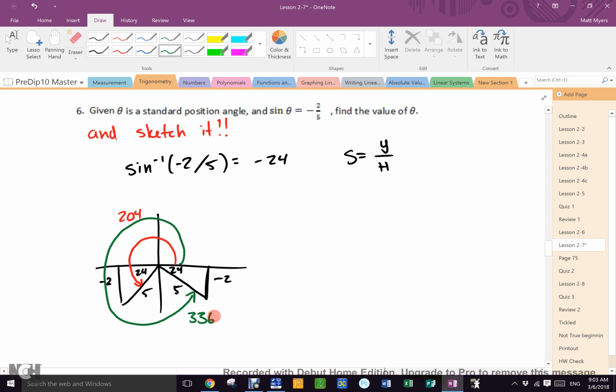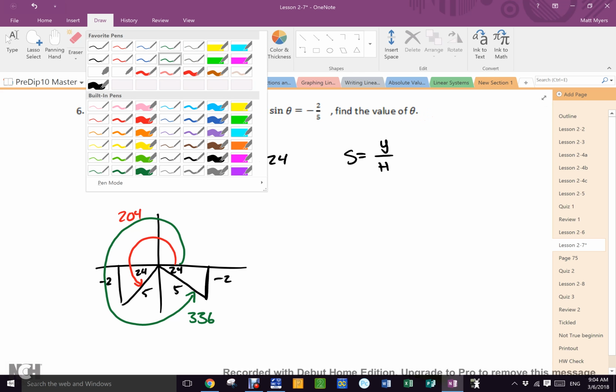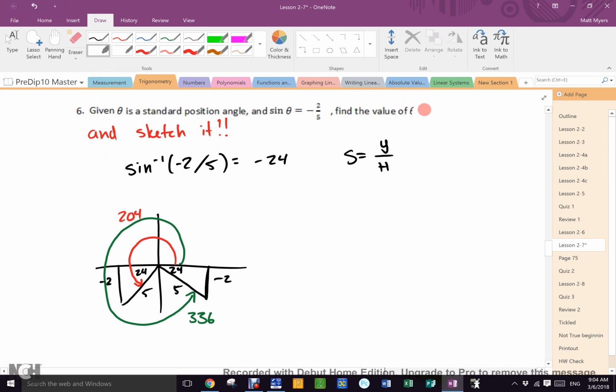Which is the right answer, or are both the right answer? Both are right. How do you rewrite this question so we get one answer? What are the 3 words I would need to add to this question so we would only find one answer? I'm going to get rid of the period. What would I add to that? In the blank quadrant, right? If it's in the third quadrant, it's 204. If it's in the fourth quadrant, it's 336.